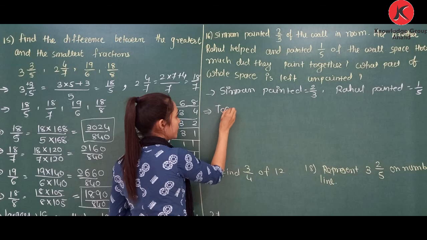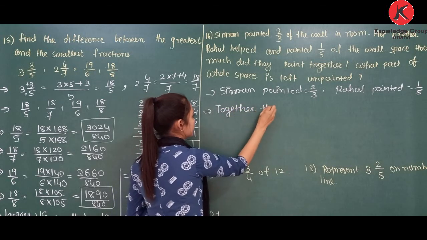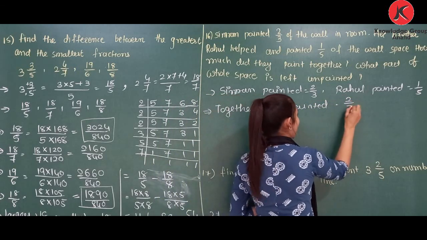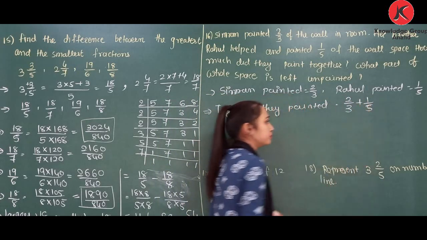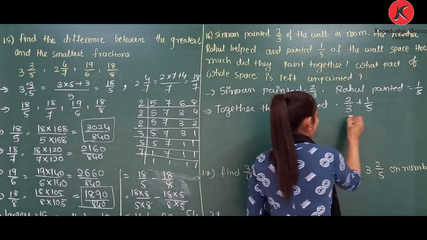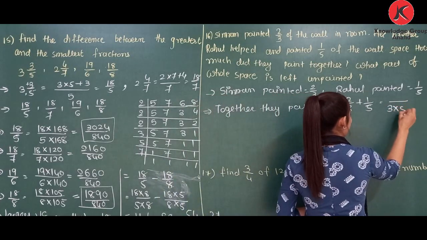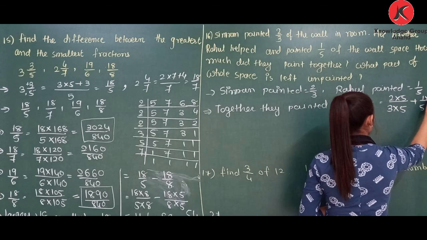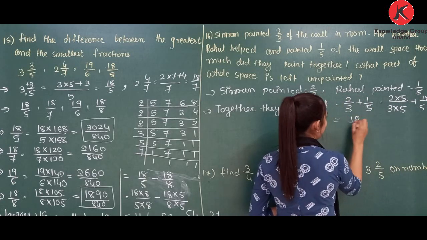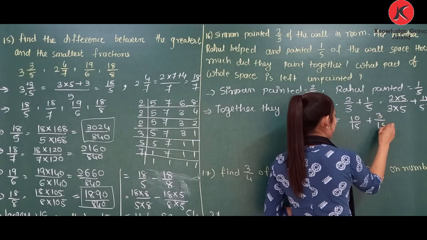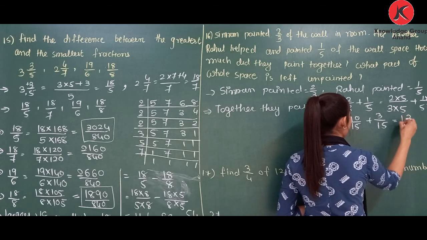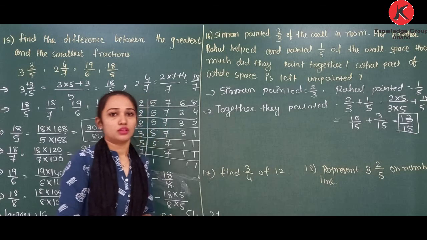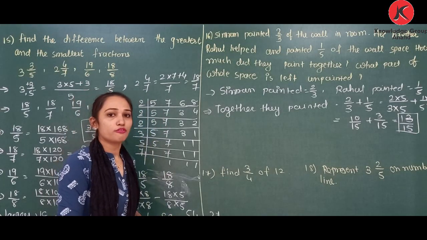So together they paint 2 by 3 plus 1 by 5. LCM is 15. So here 3 is multiplied with 5 and 5 is multiplied with 3. So we get 10 by 15 plus 3 by 15. So it is 13 by 15. How much they painted? 13 by 15. So that is the total part of the wall painted.